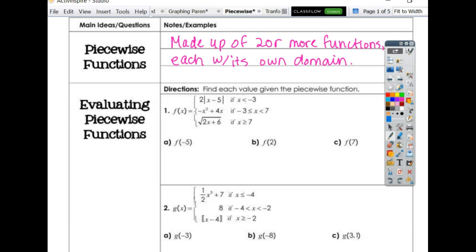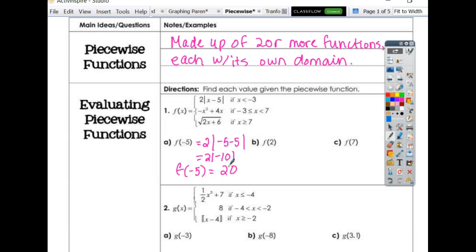So, f of negative 5, which one does that fall in? First, second, or third? First. So I get 2 times negative 5 minus 5. Minus 5 is negative 10. And what does the absolute value do to the negative 10? Makes it positive, so this ends up as 20.